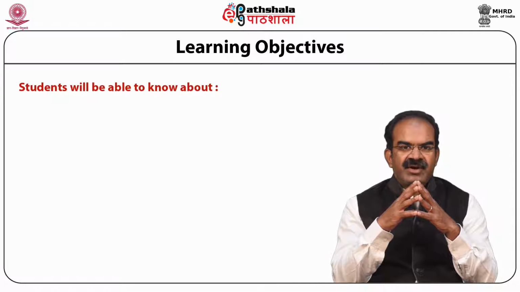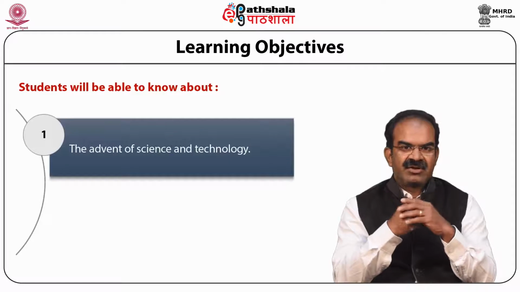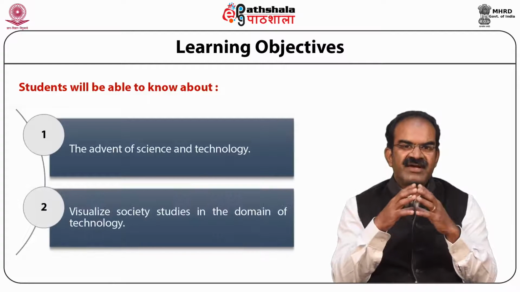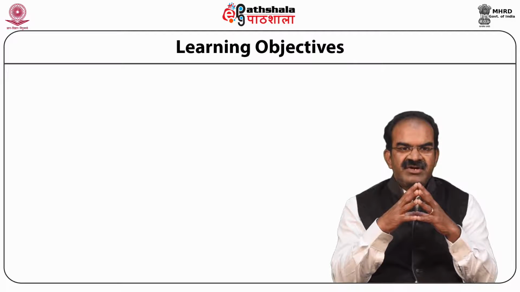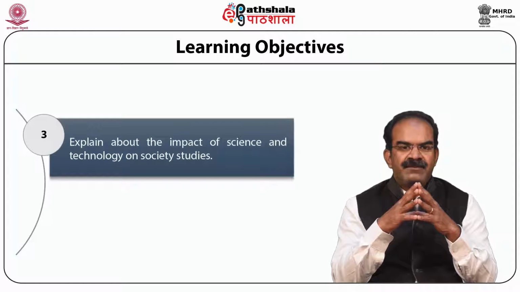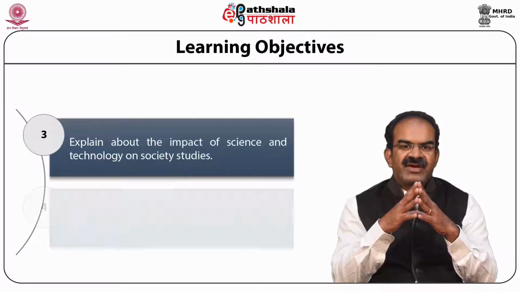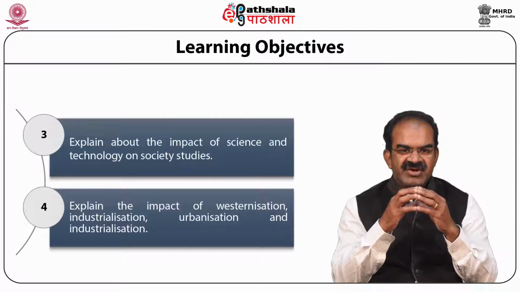Students will be able to know about the advent of science and technology. Students will be able to visualize society studies in the domain of technology. Students will be able to explain the impact of science and technology on society studies. Students will be able to explain the impact of westernization, industrialization, urbanization, and other forms of modernization.